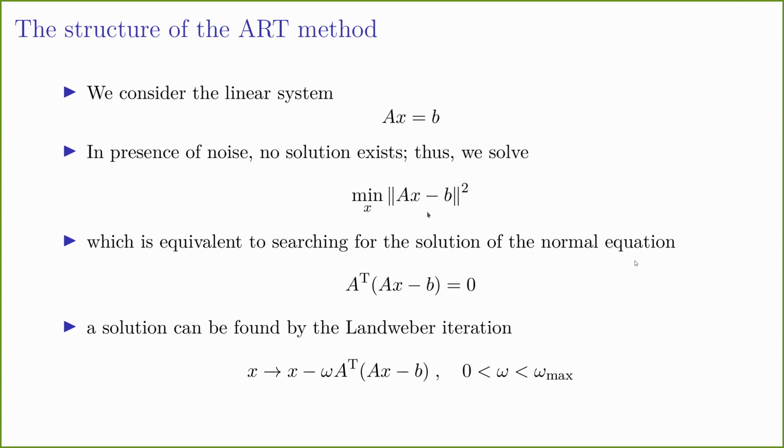Yeah, and we know that it cannot be exactly zero, but we want to find a solution that has the smallest projection error. And one can show that this optimization problem is equivalent to searching for a solution of the so-called normal equation, which is written here, which is basically the gradient of this objective function set to 0. And one can show that both problems are basically equivalent. And one algorithm that solves this equation is a very simple one. It's called the Landweber iteration.